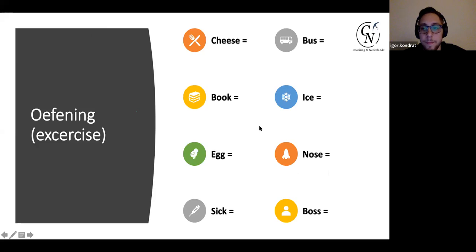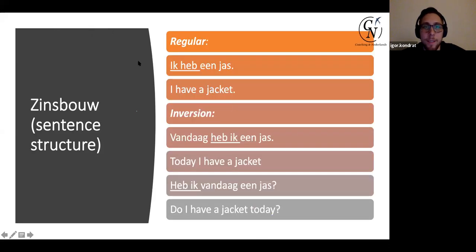Okay. We go further. We had alphabet, the pronunciation, some words, and now we will try to put the words together in a sentence. So usually when we build a sentence, we have first like a person, for example, ik, I, and then we have a verb. We have ik heb. So we have ik heb een jas. I have a jacket. We have ik, it's a person. Heb, it's a verb, right?